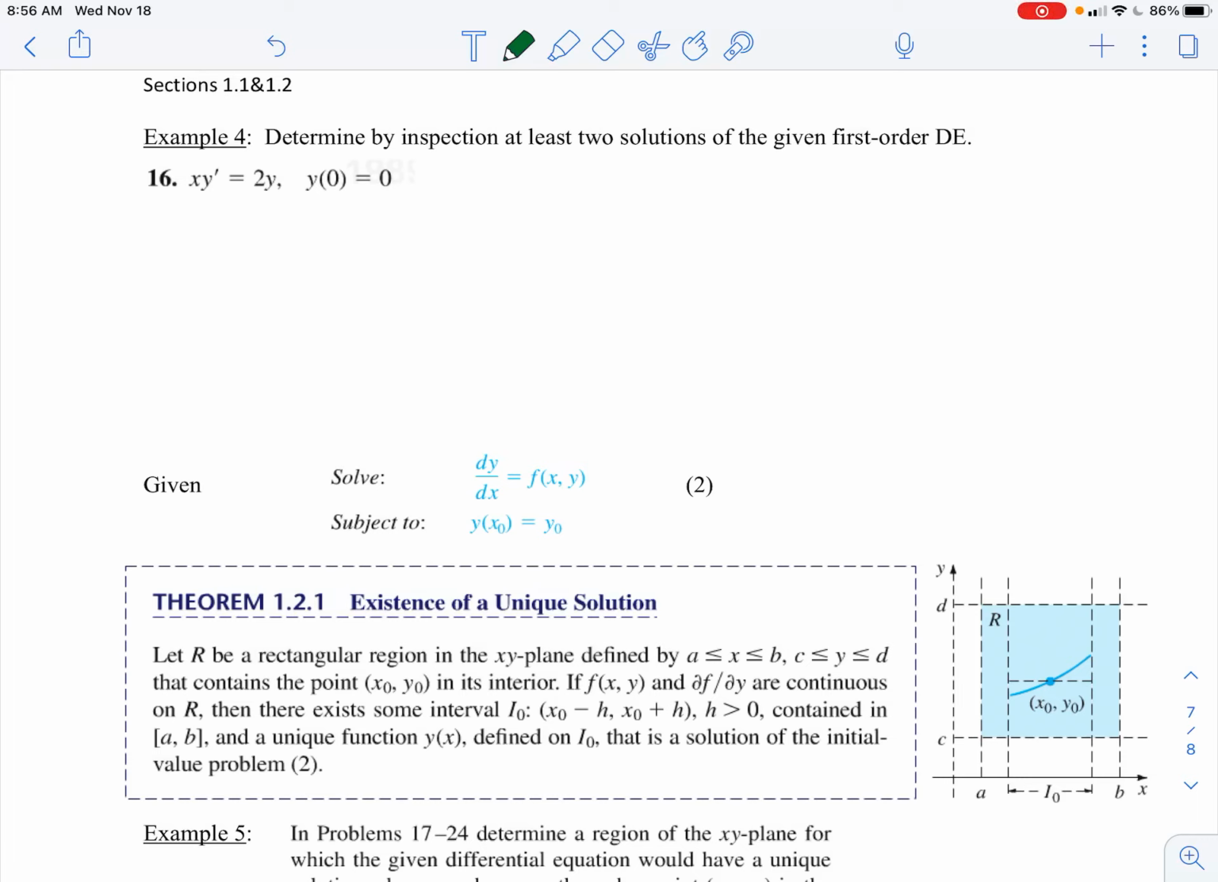All right, welcome to page 3 of the notes today. We're going to start with example 4. Determine by inspection at least two solutions of the given first-order differential equation.